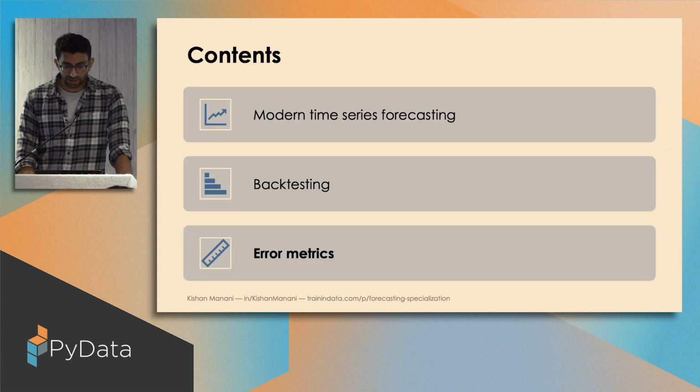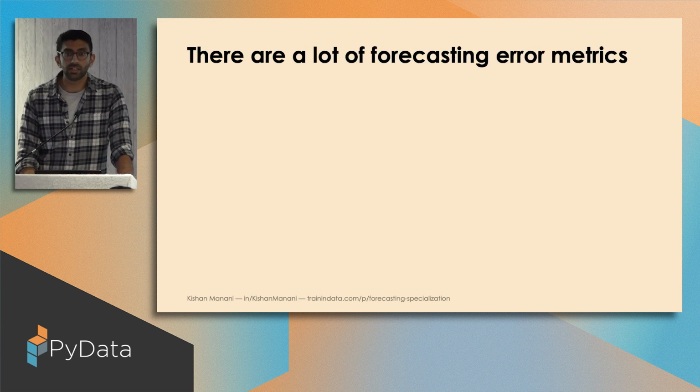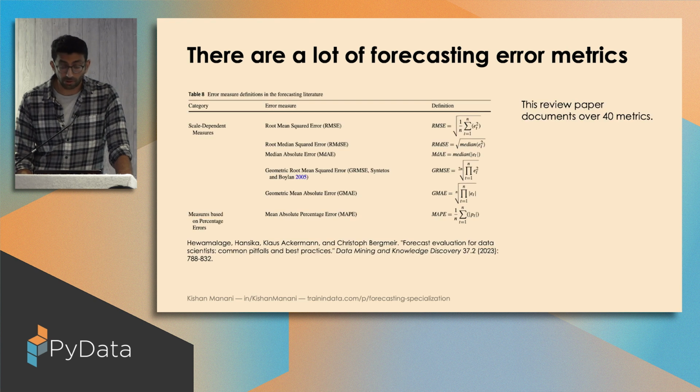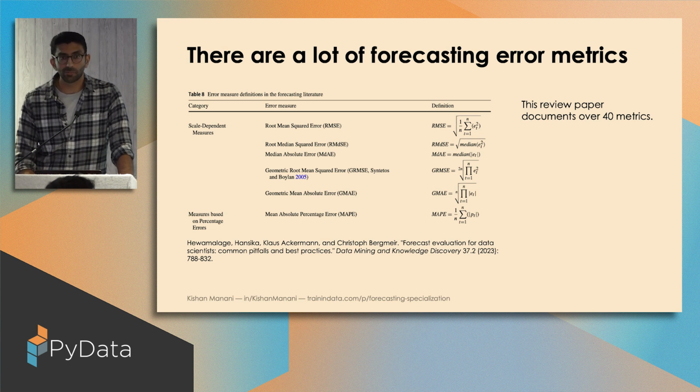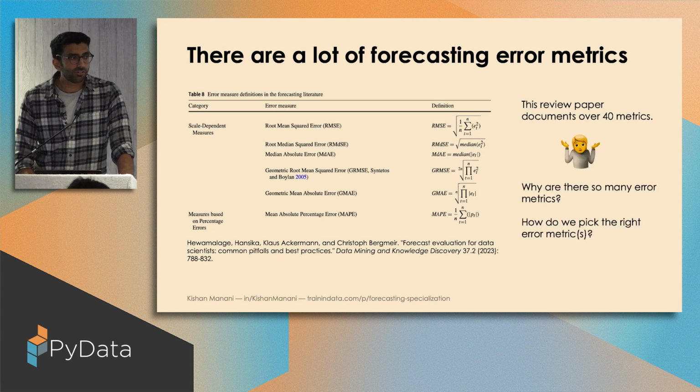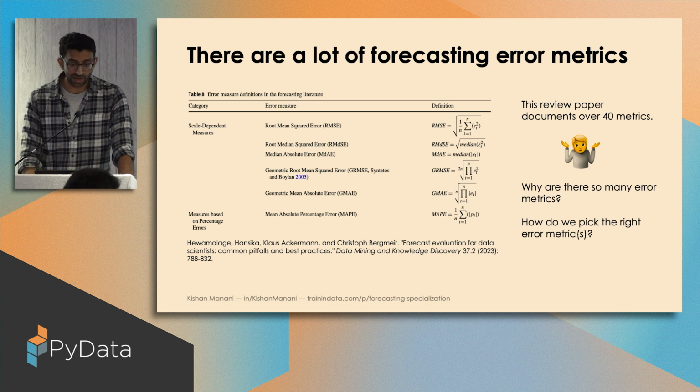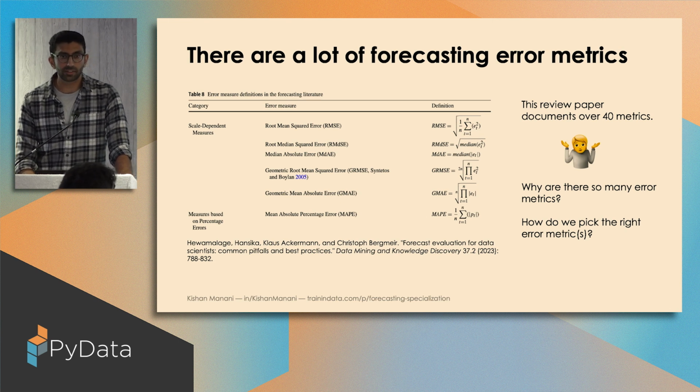So now I'm going to talk about error metrics. And anyone who's worked in forecasting knows there are a lot of forecasting error metrics. In this great review paper alone, and this is for point forecasts, not probabilistic forecasts, there were over 40 different metrics documented. And so the question arises, why are there so many error metrics and how do I actually pick the right error metric for my own use case?